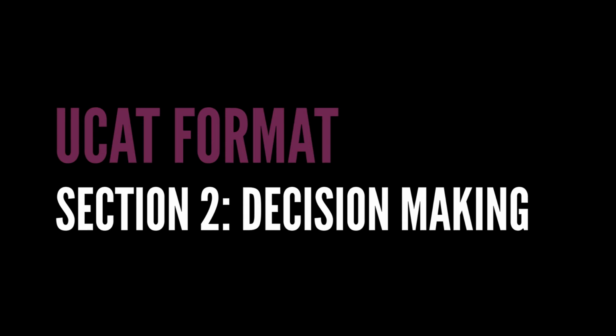Section 2. Decision making. So now onto the decision-making part of the UCAT exam. Now the decision-making part is made up of 29 questions and you have 31 minutes to answer all of the questions. This includes your 1 minute of reading time.